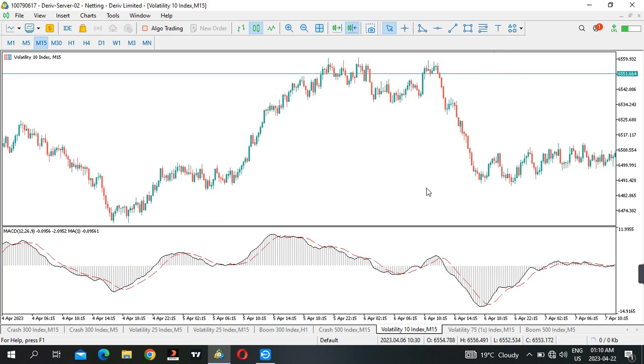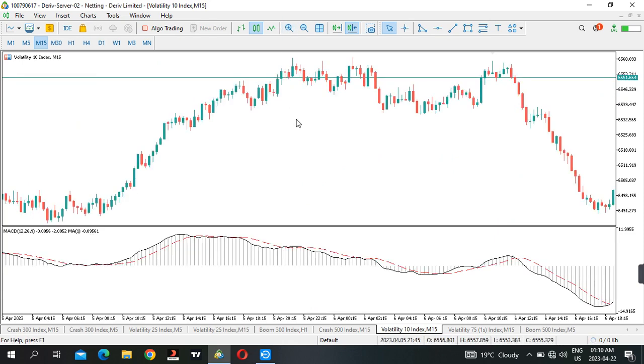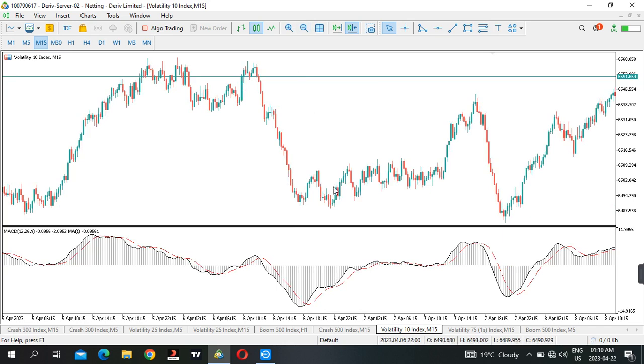So how the MACD generally works: the MACD has these small bars over here. This is called the histogram. These small bars are what we're going to be using to determine the trend.